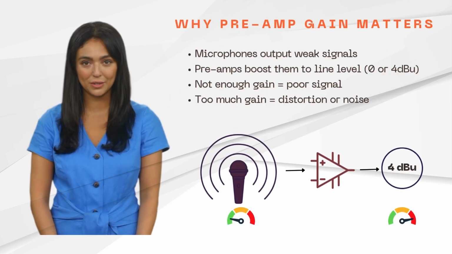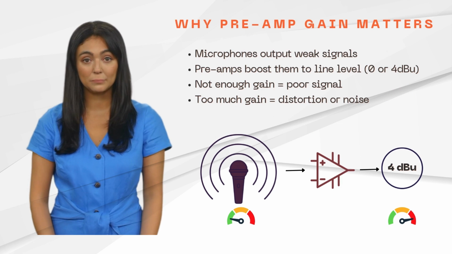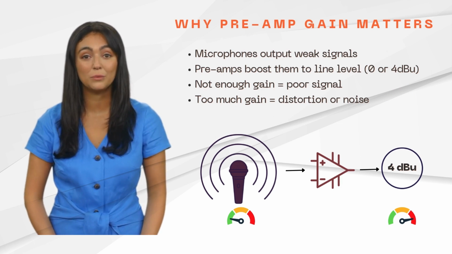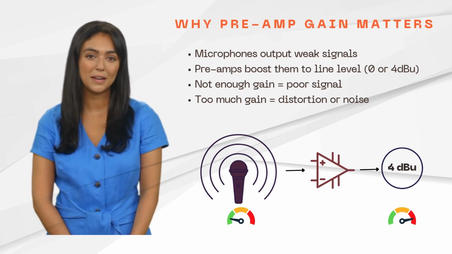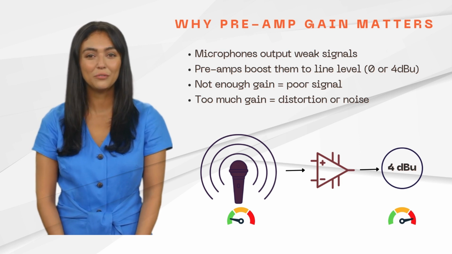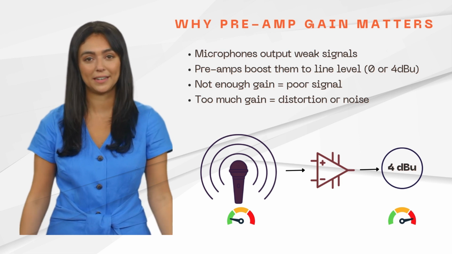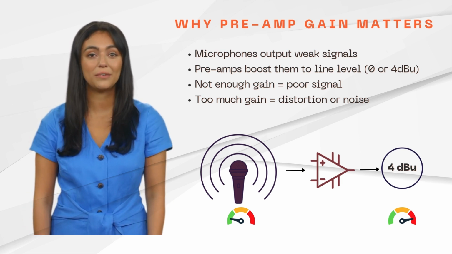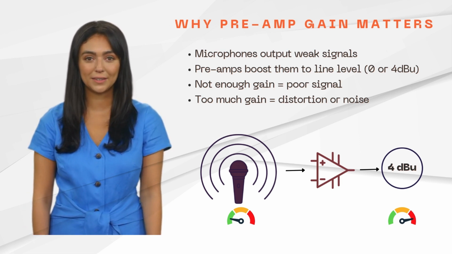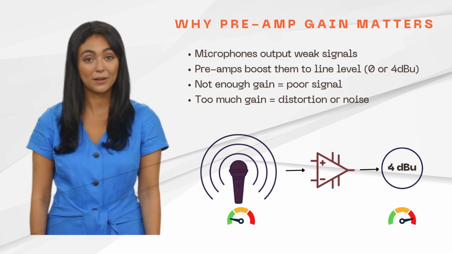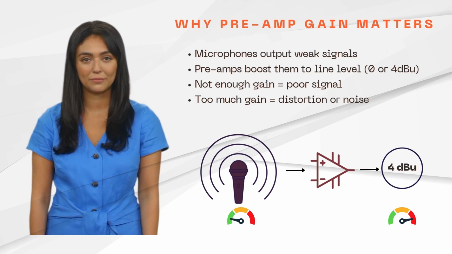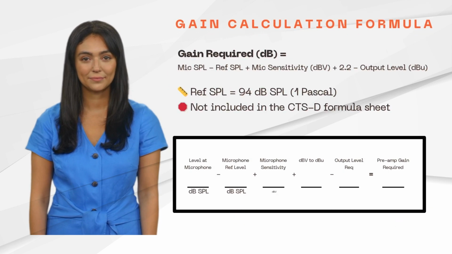Microphones generate very low-level signals, typically in the millivolt range. We use a preamp to bring that up to a usable level, called line level. If your preamp doesn't provide enough gain, the signal will be weak or noisy. Too much gain, and you risk distortion or feedback. That's why calculating the required preamp gain is a crucial part of AV system design.